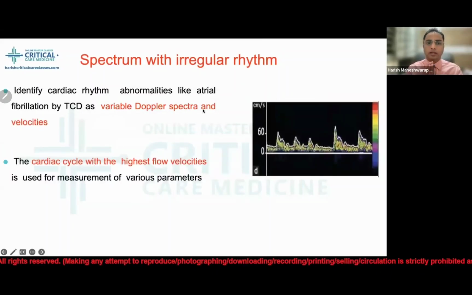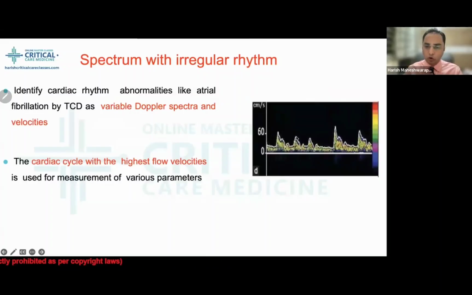Then a spectrum with irregular rhythm. We have some sort of peak systole, then diastole, and again the systole is very low, then again it is increased. If you get an irregular rhythm, you can identify cardiac rhythm abnormalities like atrial fibrillation by TCD as a variable Doppler spectra, and also the velocity variability. The cardiac cycle with the highest flow velocities is used for measurement of various parameters. So TCD also tells whether the patient has atrial fibrillation or not, by the spectrum of irregular rhythm.